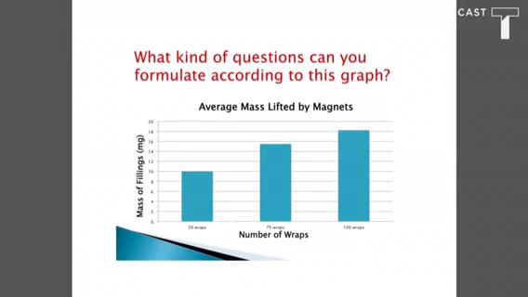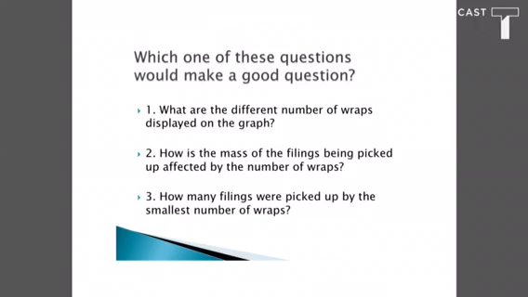Now, what kind of questions can you formulate according to this graph that we have here? So that's the first question that we have. Now, here we have on the y-axis mass of fillings in milligrams. On the x-axis we have the number of wraps. And the title of the graph is average mass lifted by magnets. So which one of these questions would make a good question?